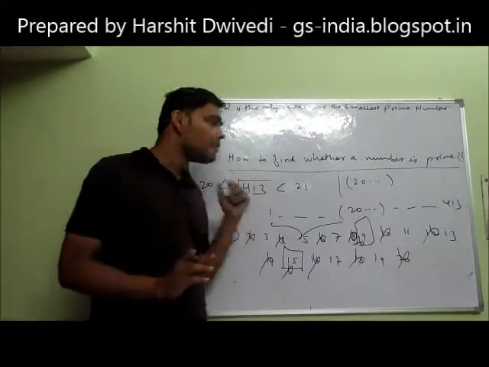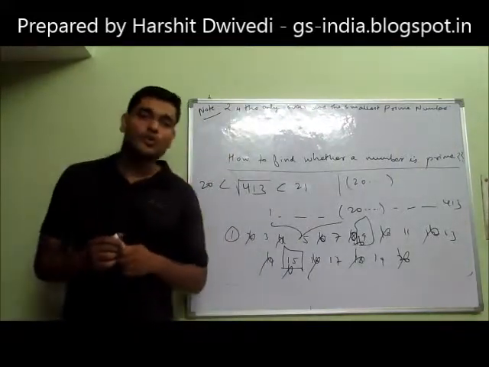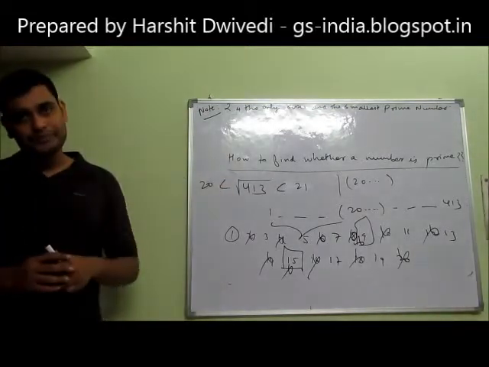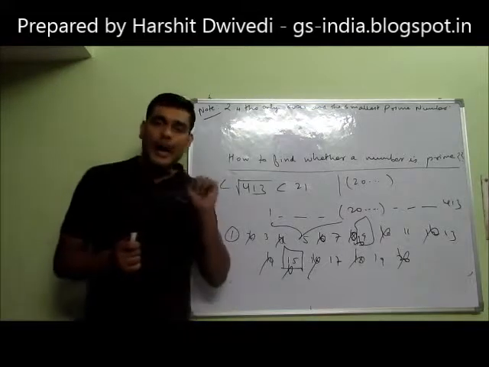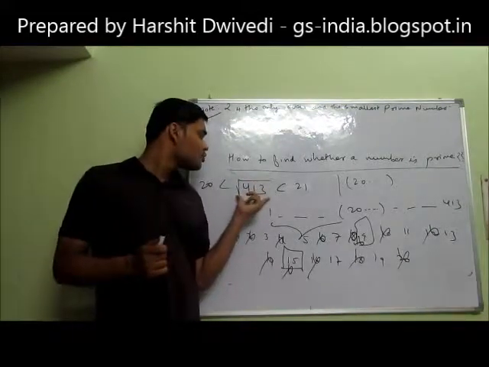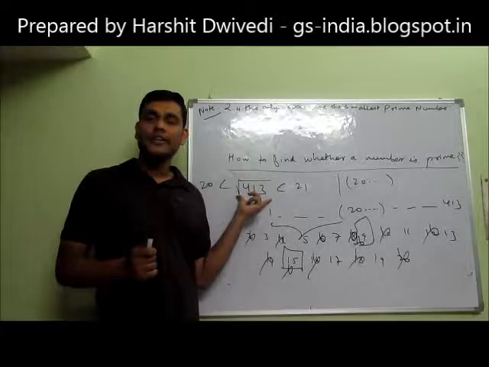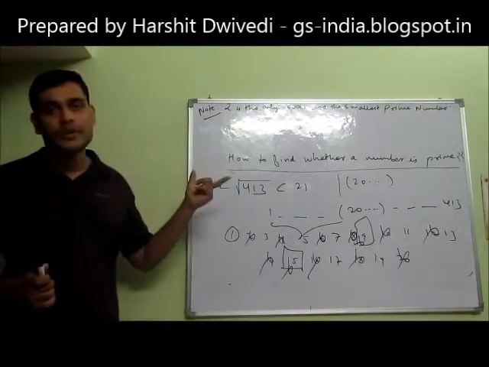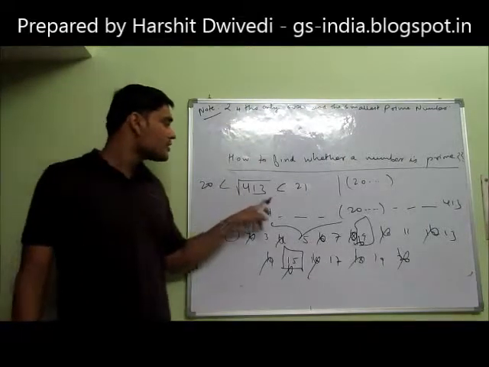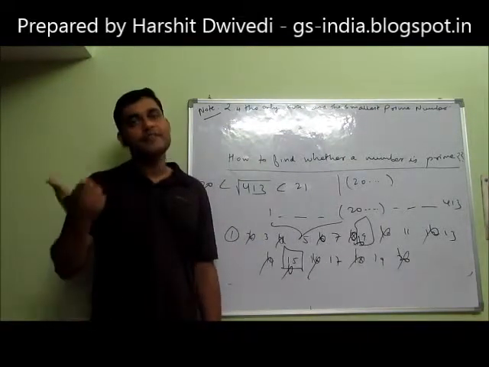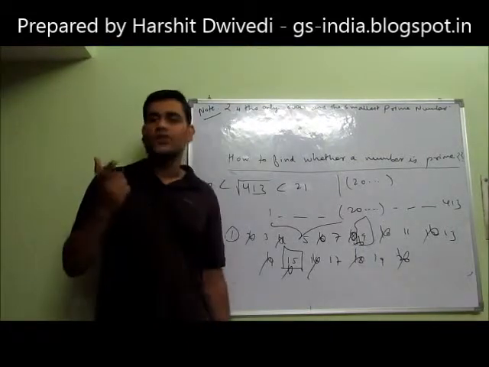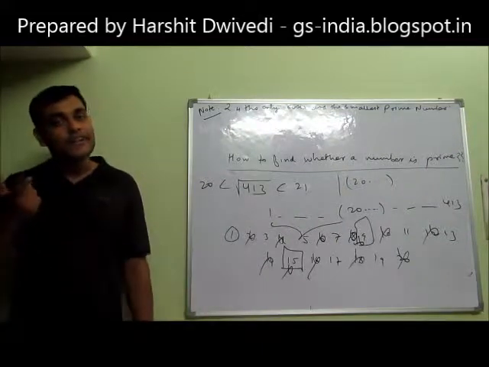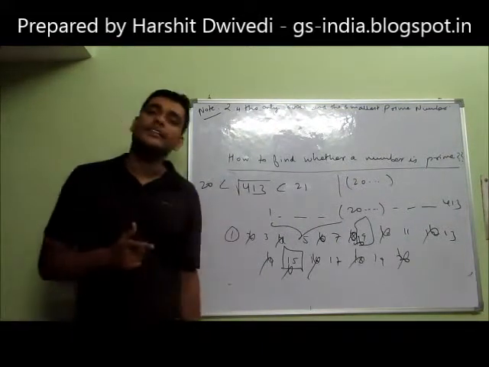If you have to check whether a number is prime or not, you find the square root of that number and check all the prime numbers that are less than it. That is, we just have to calculate the square root of 413, which comes to 20 point something. We write down all the prime numbers less than 20, and from those we check the divisibility of 413. If any prime number divides 413, then 413 is not a prime number. And if none is able to divide it, then obviously 413 is a prime number.